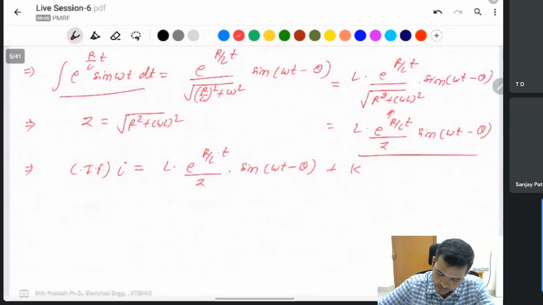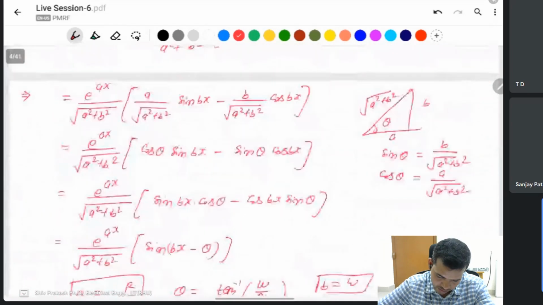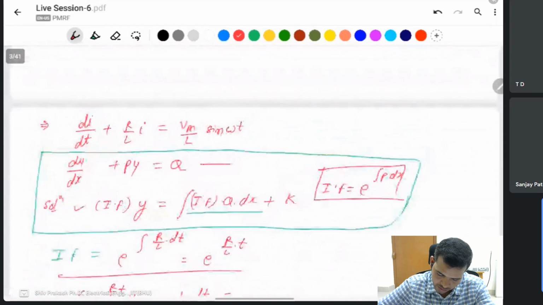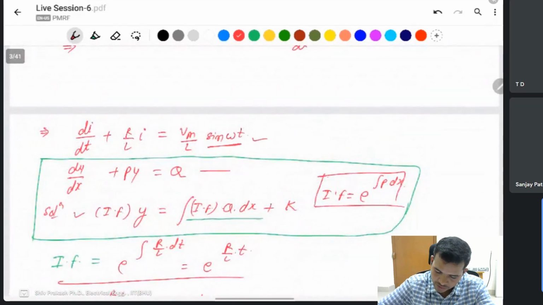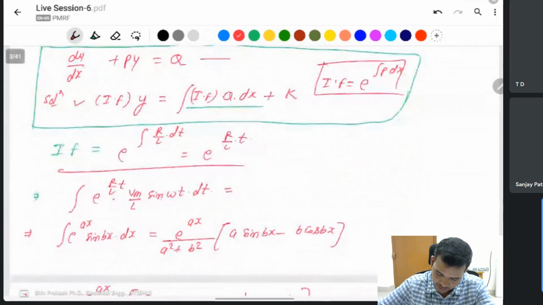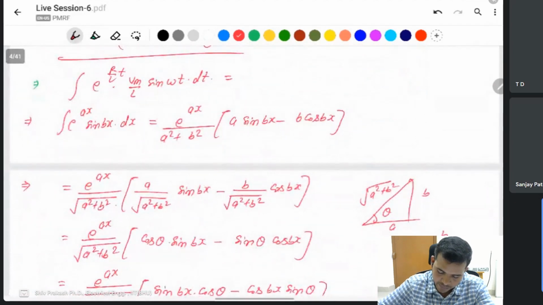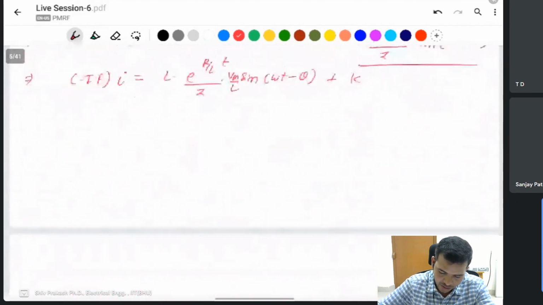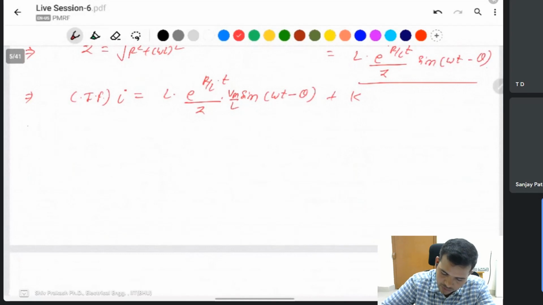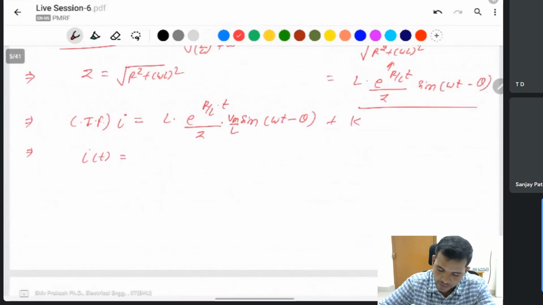One factor is missing: Vm by L is constant. So this one comes into the picture. I will take only this one, e power ax sin bx. Vm by L is in the other term also. Containing this Vm by L, the L's cancel out, and we find it is equal to the integrating factor, the same as e power minus e power r by L into t. This one is cancelled out.